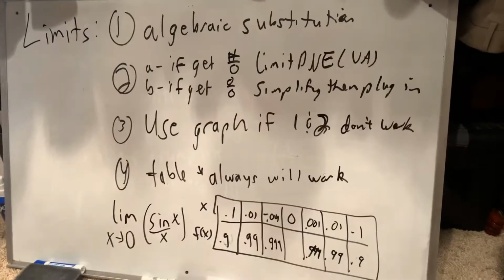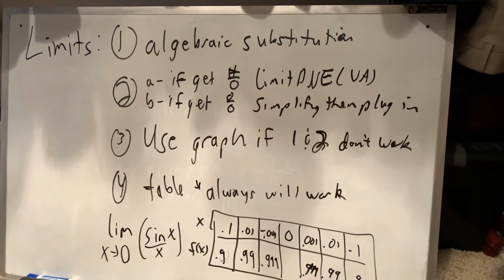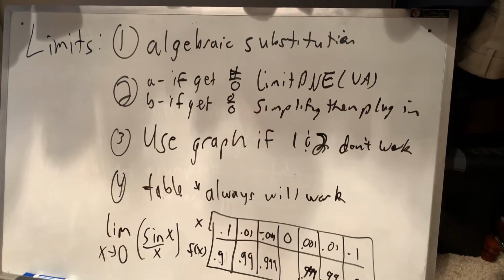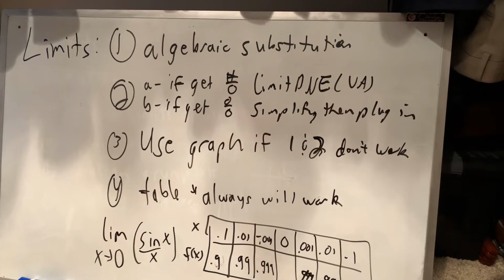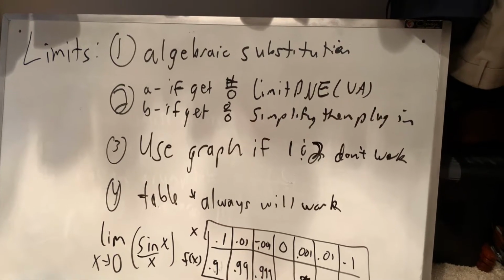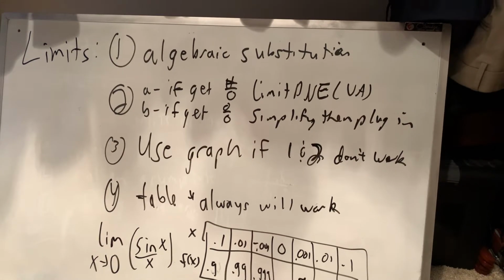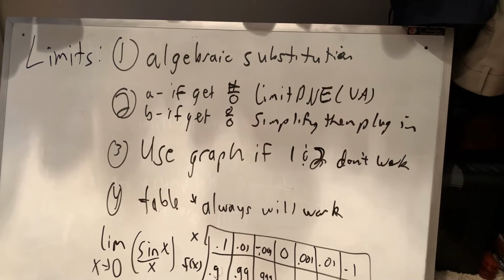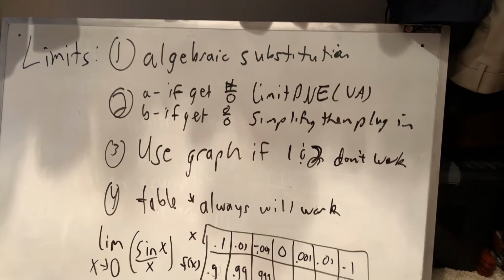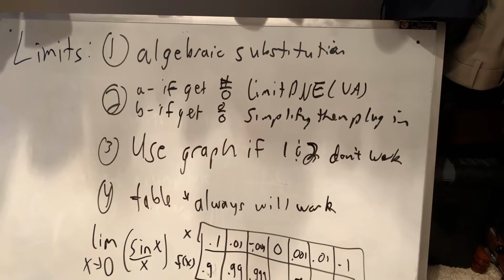But whenever you see a limit, the first thing I'd like you to do is think of algebraic substitution. Now, when you plug it in, I'm going to show you, and you're going to have your packet, that if you get a number over 0, then the limit's not going to exist because it's a vertical asymptote like we talked about yesterday or the last time you watched this. But if you get 0 over 0, that means you're going to be able to simplify the function and plug in, which I'll give you examples of those.